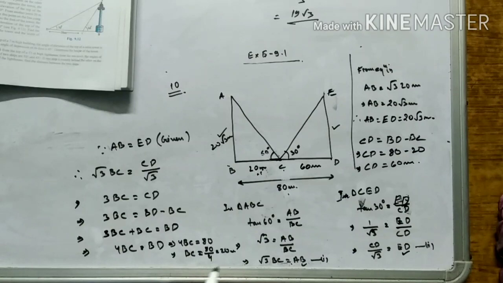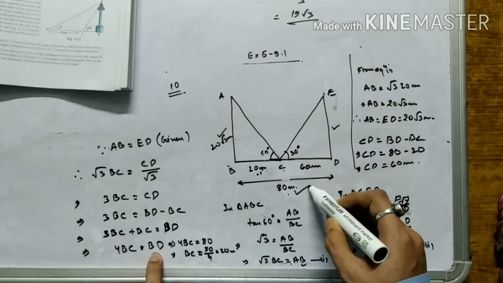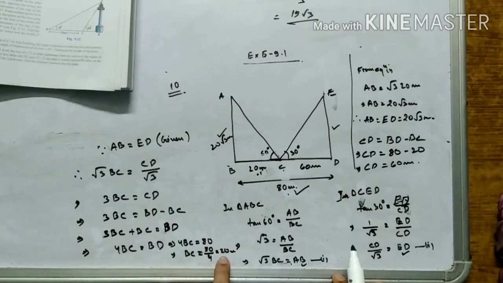This is BD you will get. Understand? So 3 BC plus BC, 4 BC is equal to BD. And BD is how much? 80 given. So 4 BC is equal to 80. 4 you send that side. BC is equal to 80 by 4 is equal to 20 meter you will get. BC value you got, BC value 20 meter you got.